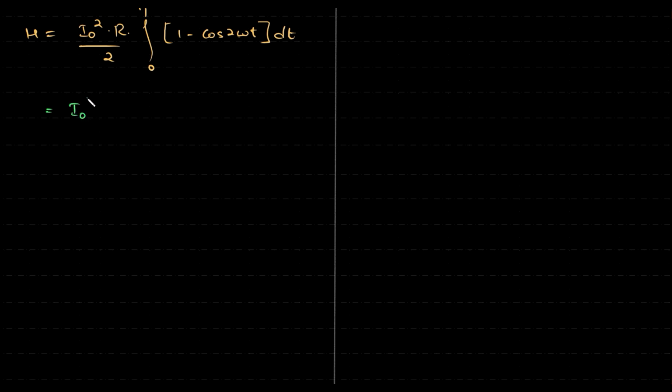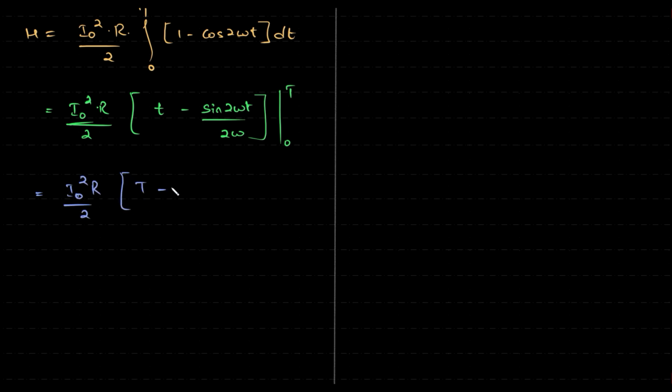Next, we have I naught square R by 2. So integration of this will be t minus sine 2 omega t by 2 omega, integrated from 0 to T. So when I substitute, I'll end up with t minus sine 2 omega capital T divided by 2 omega. And when we substitute 0, 0 minus 0 and all of that, we'll end up with no value over there. So let me make it as 0 itself.